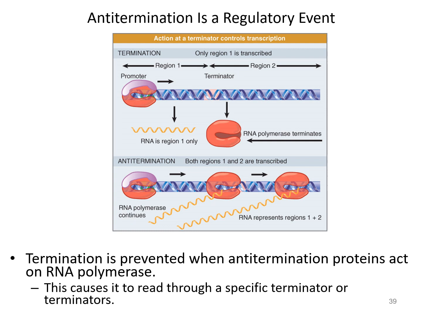Then another strategy is anti-termination. Anti-termination is a regulatory event because termination is prevented when an anti-termination protein acts on the RNA polymerase. This causes it to read through a specific terminator or terminators. This is also a mechanism in bacteria to prevent bacteriophage infection. And then the bacteriophage has this anti-termination mechanism to prevent the bacteria's inhibition.